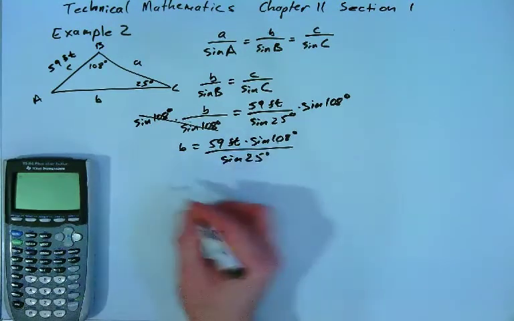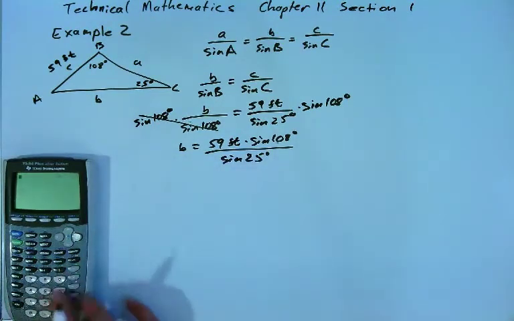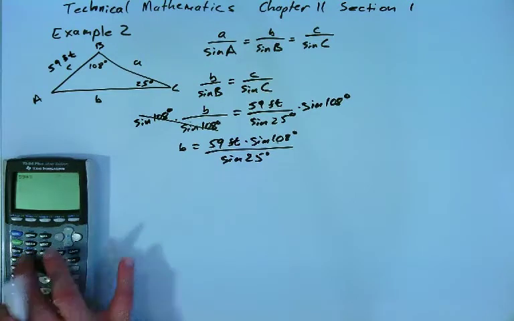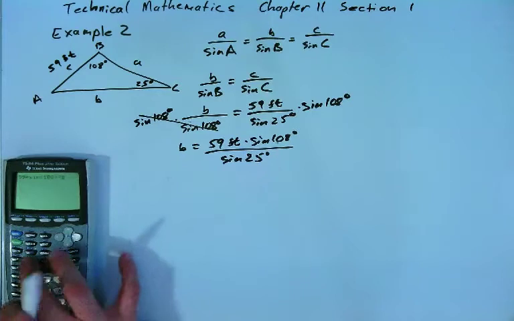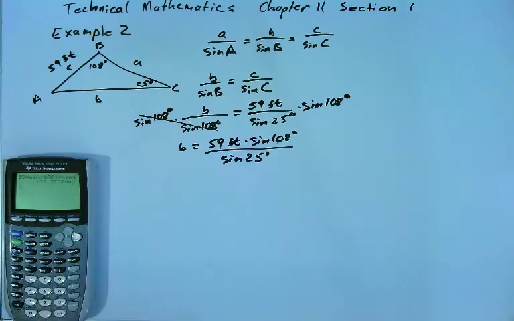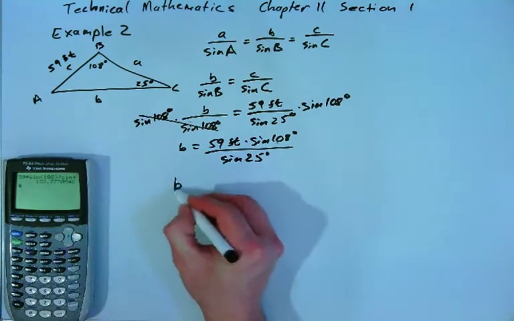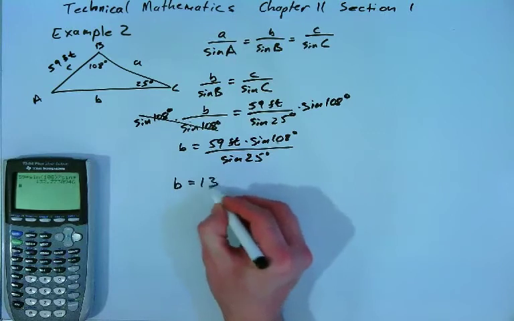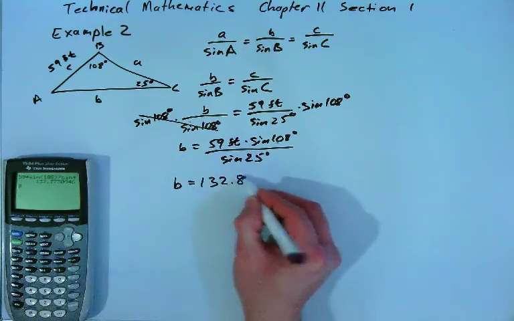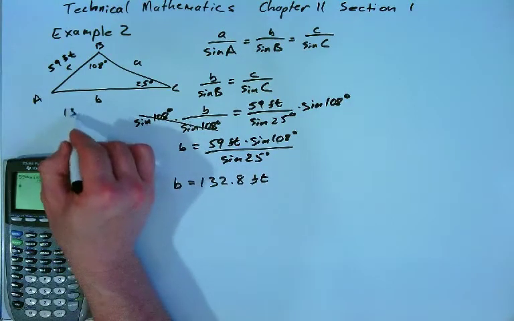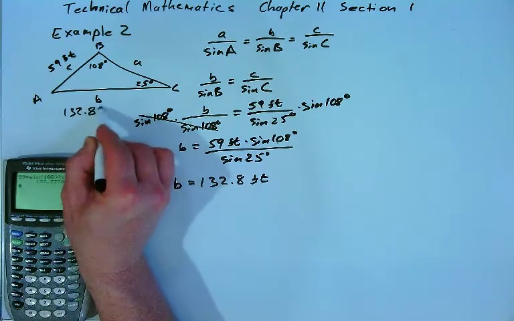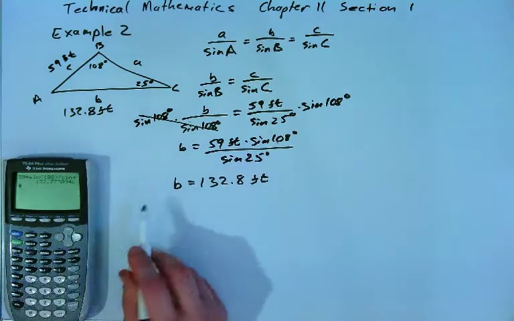sine of 25 degrees. Plug this into our calculator. We have 59 times the sine of 108, close parentheses, divided by the sine of 25 equals, and we get the length of side b is equal to 132.8 feet. So the length of side b must be 132.8 feet.